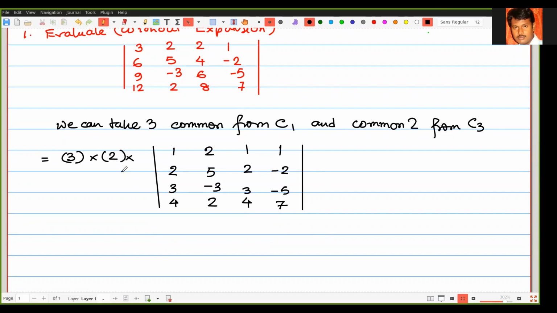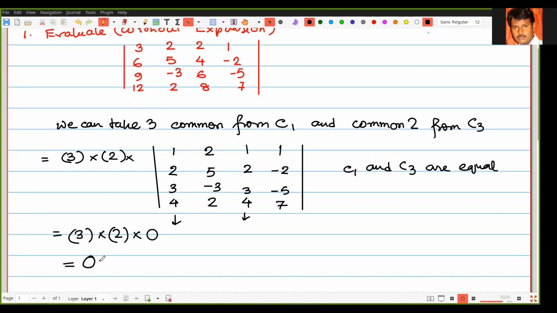Now here we can see that column 1 and column 3 are equal. So we can say the value of the determinant is equal to 0. So the complete result is equal to 0.